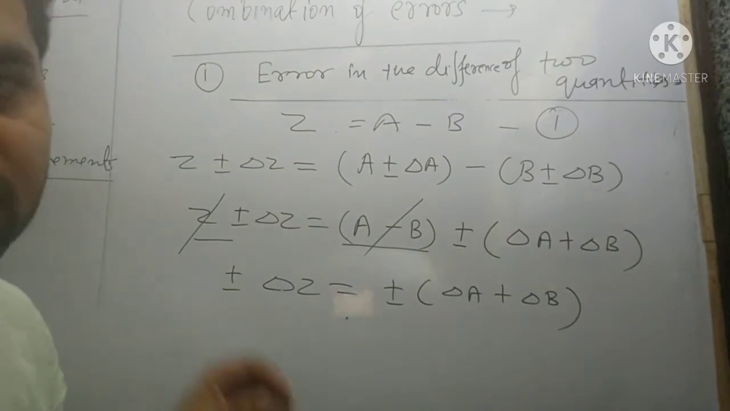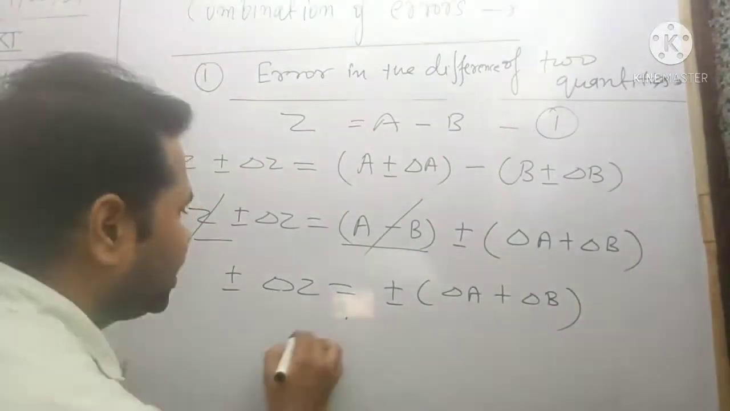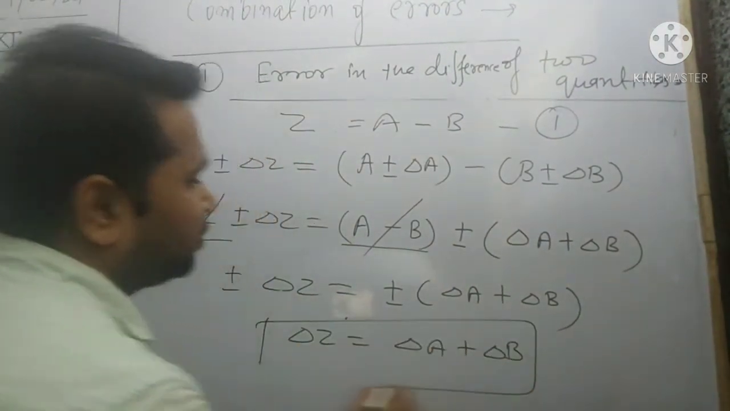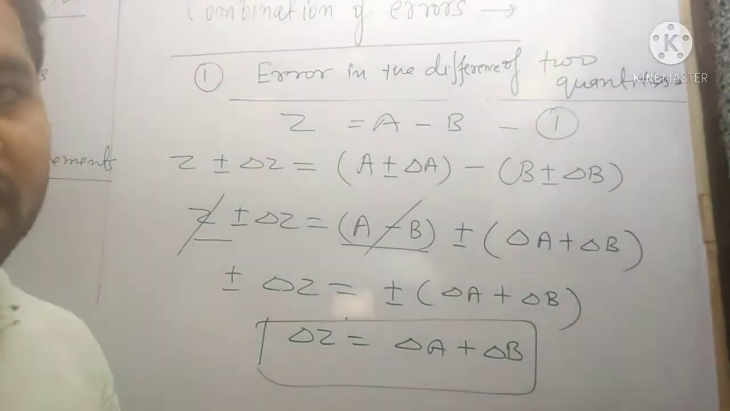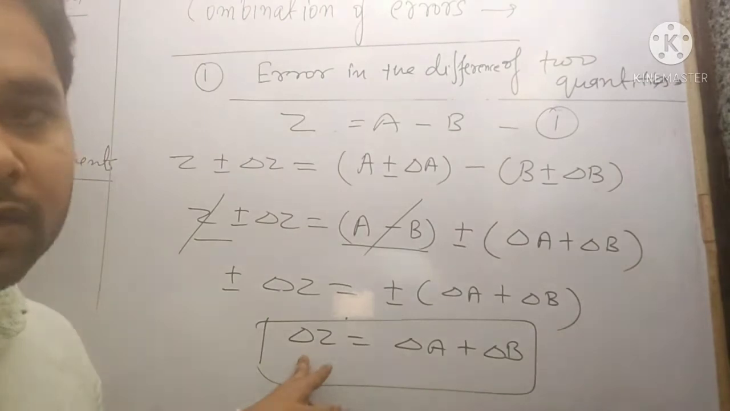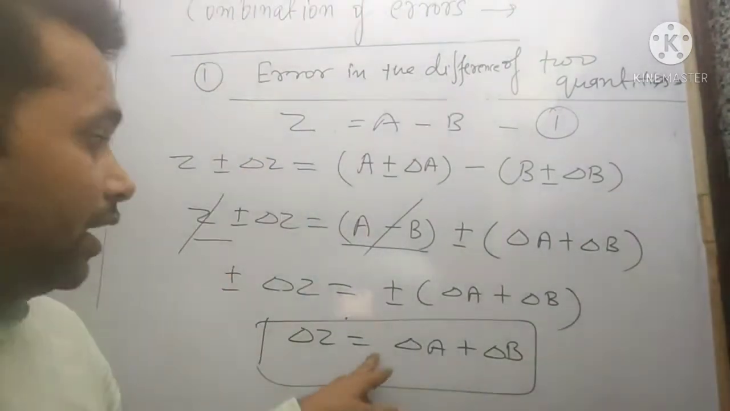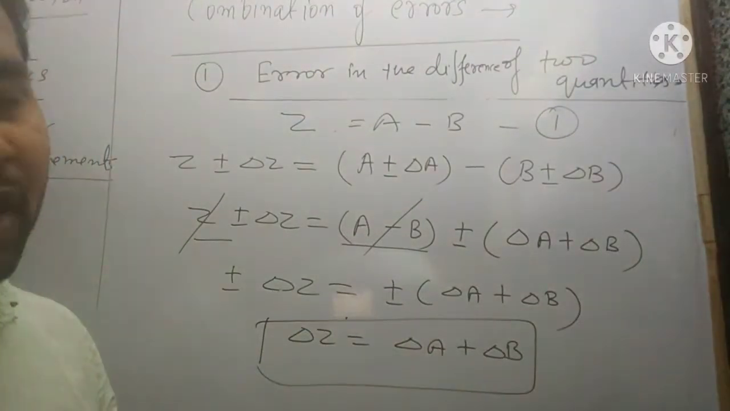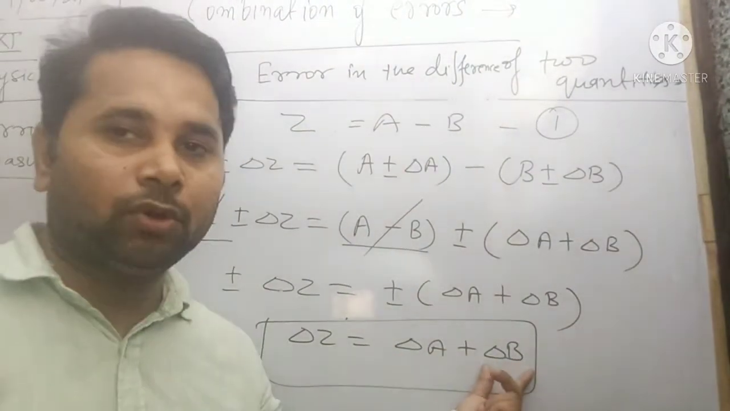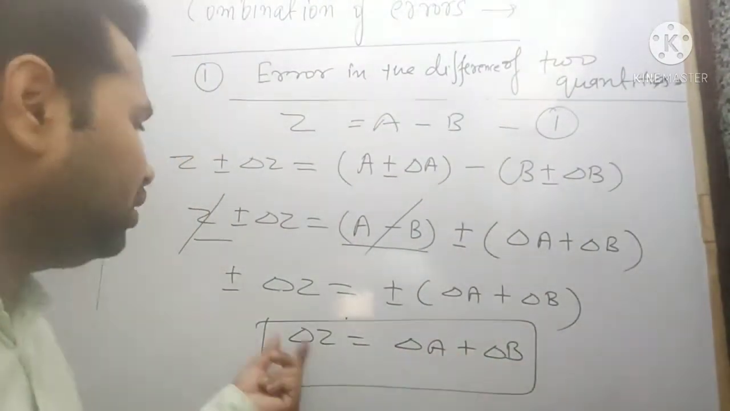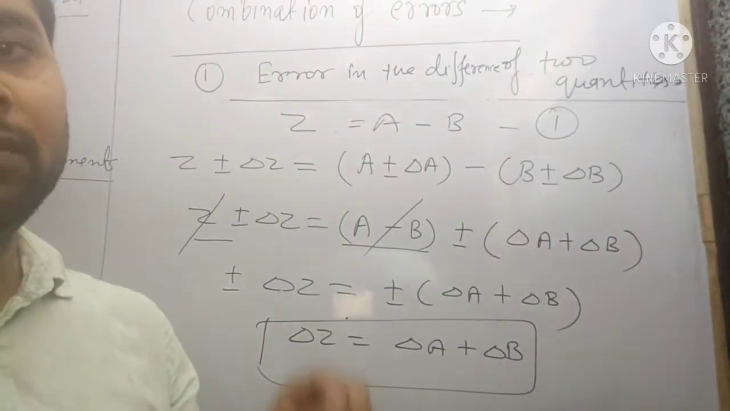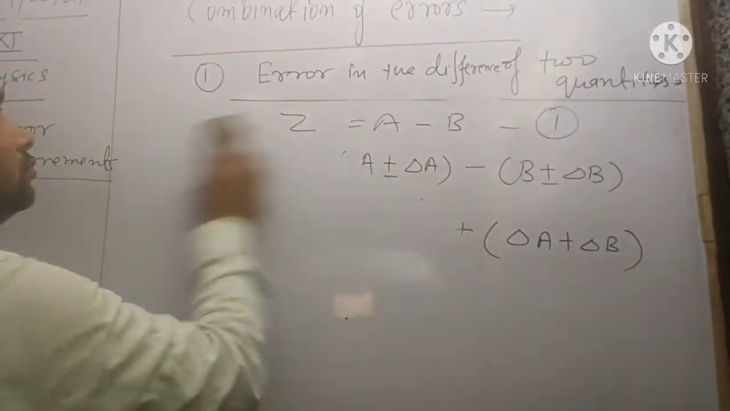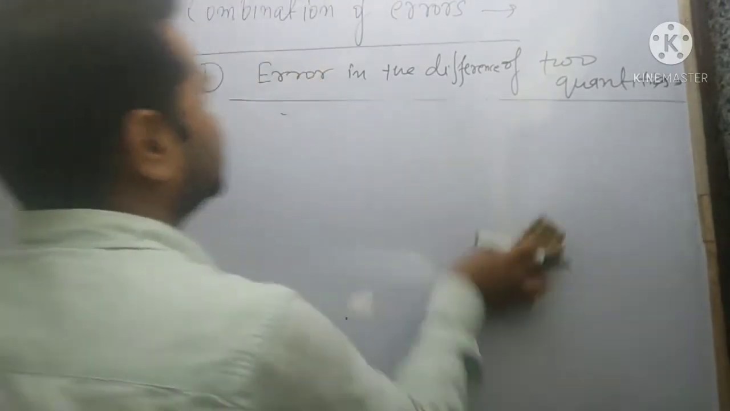Again, you can express the maximum possible error in the difference of two quantities as delta z equals delta a plus delta b. It means whether you are finding the sum or the difference, the error in the result will be equal to the sum of the individual absolute errors in the quantities. The absolute error in the first quantity plus the absolute error in the second quantity equals the error in both the sum and the difference. Okay, that was for the difference. Now see the next.